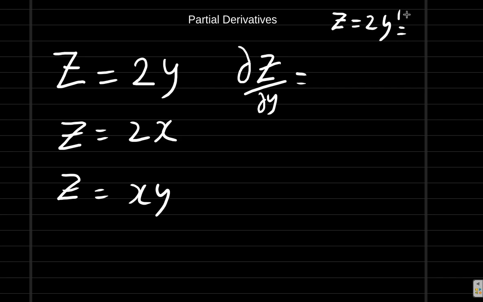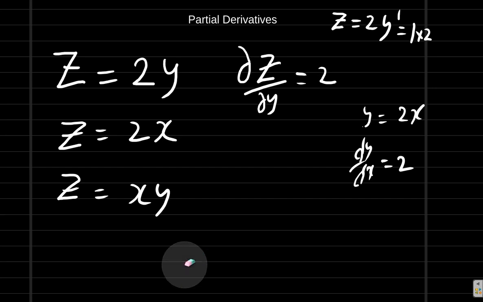So you remember the power rule? You have to remember these things, you know. You multiply by 1, so it's 1 times 2y to the 1 minus 1, which in this case will give you 2y to the 0. But y to the 0 is 1. So it's 2 times 1. So what you have is 2. Alright? You see that? So the partial derivative of z with respect to y would be 2. It would be similar to when you had y equal 2x, and you say dy by dx equal 2. You remember that?